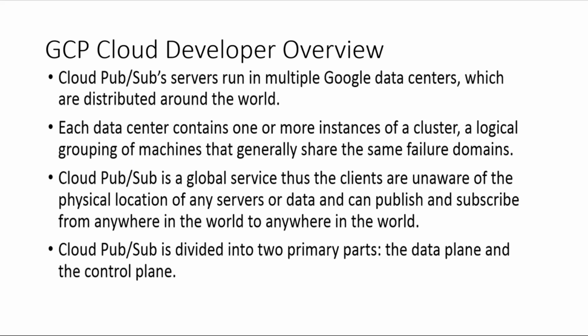From an architecture perspective, Cloud Pubsub, the servers run in multiple Google data centers. These are distributed around the world. So when you're using Pubsub, you're not specifying a region or zone or anything. You're using a global service, and Google Cloud is going to handle this service for you. So you don't have to worry about pointing it to the right region.